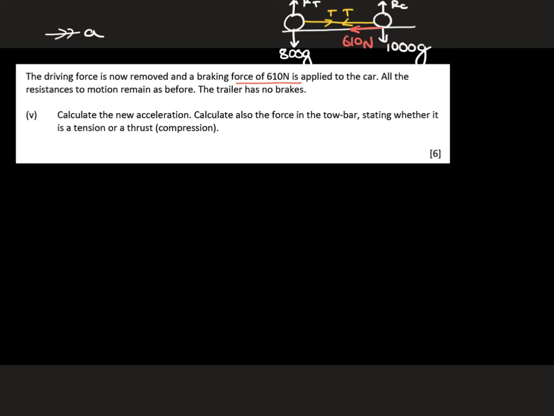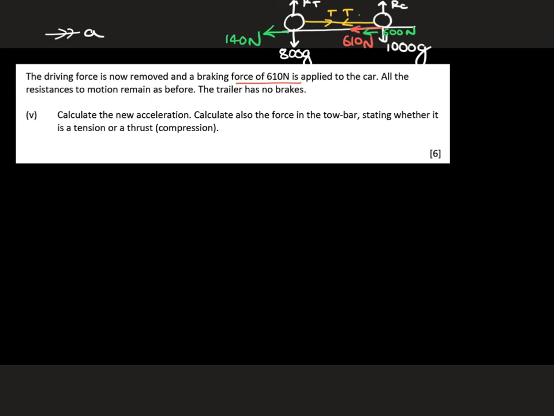All the resistances to motion remain as before, so that means there's a resistance to motion of the trailer, which we worked out was 140 newtons, and we know that the resistance to motion of the car was 600 newtons. Running out of space really to put this. Hopefully you can all see my 600 newton resistance force. Remember, resistance forces oppose the direction of motion or the intended direction of motion, so they are both in these directions here. The trailer has got no brakes.